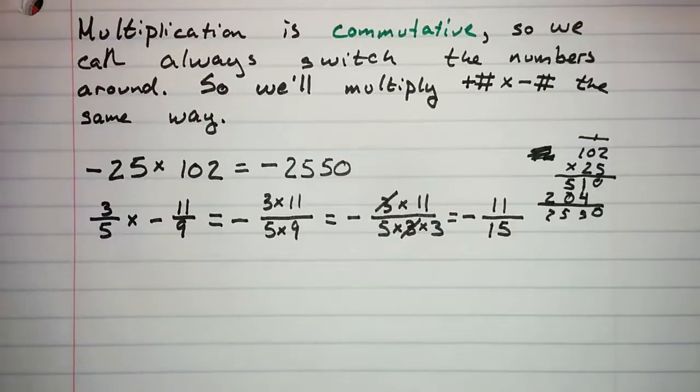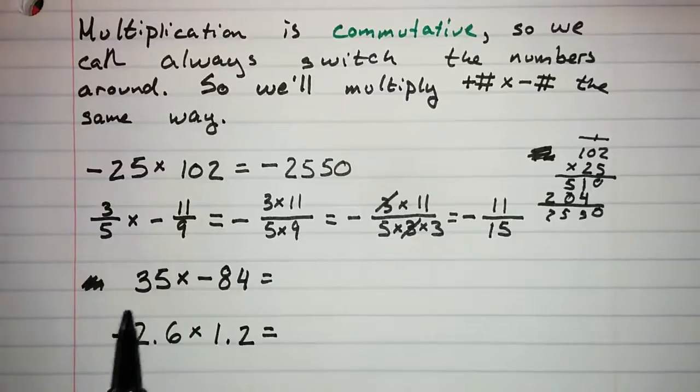Let me give you a couple of these to try as well. Multiply 35 times negative 84 and multiply negative 2.6 times 1.2. Pause the video and try these now.